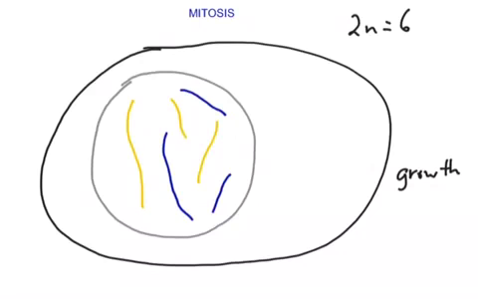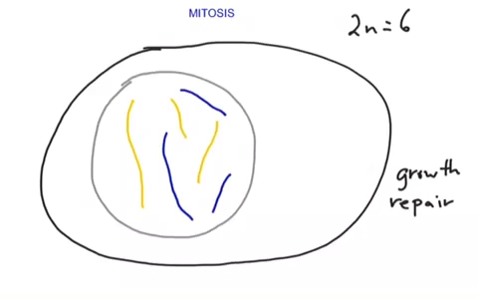Mitosis is primarily used for things like growth of an organism in terms of cell division, so that you end up with more cells than you started with, for repair of tissues, so healing, and replacement of damaged cells or things like red blood cells that wear out.